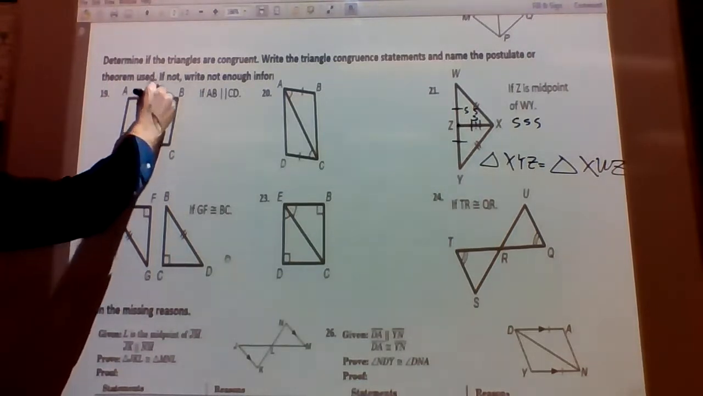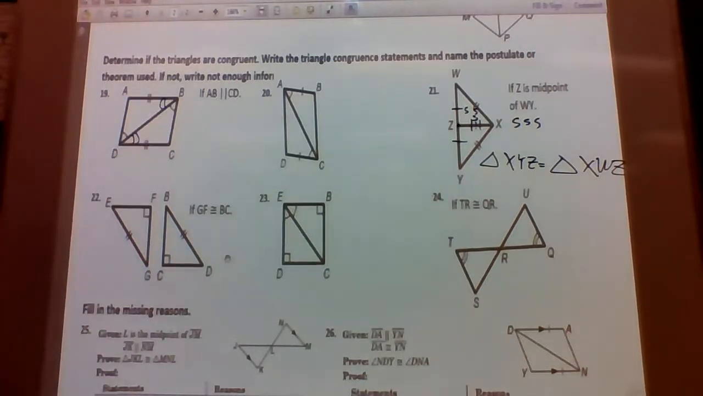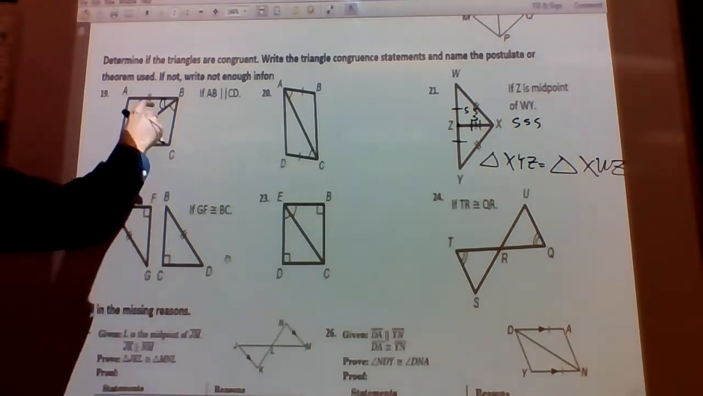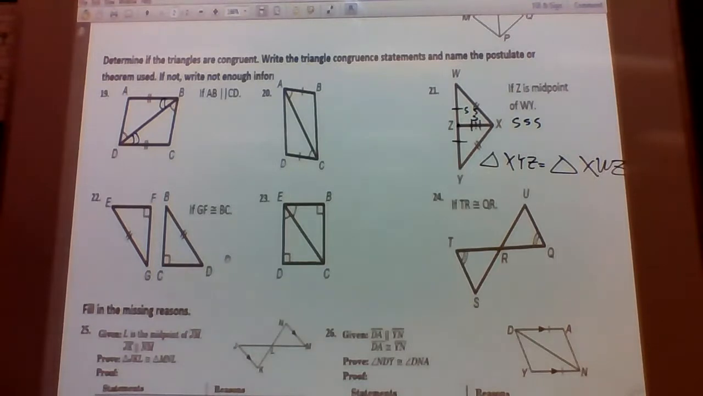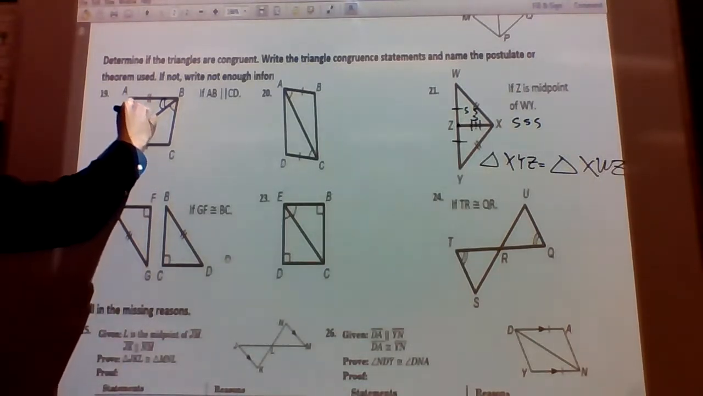So angle CDB is congruent to angle ABD by the alternate interior angle theorem. If we have parallel lines, then the alternate interior angles are congruent. So we have alternate interior angles and the lines are parallel, so therefore they are congruent. Then here we have the reflexive property.